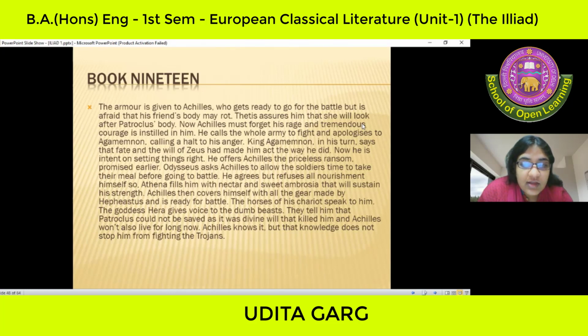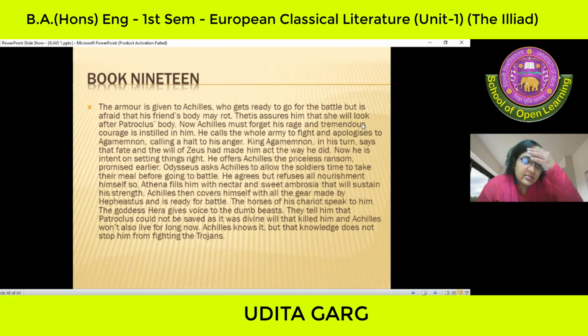The horses of his chariot speak to him. The goddess Hera gives voice to the dumb beast. They will tell him that Patroclus could not be saved, as it was divine will that killed him, and Achilles won't live for long now. Achilles knows it, but that knowledge does not stop him from fighting the Trojans.